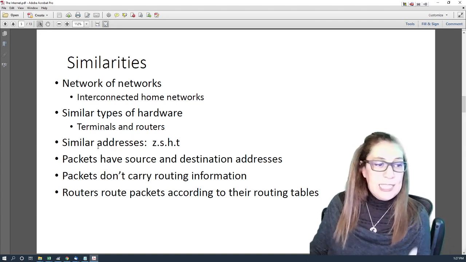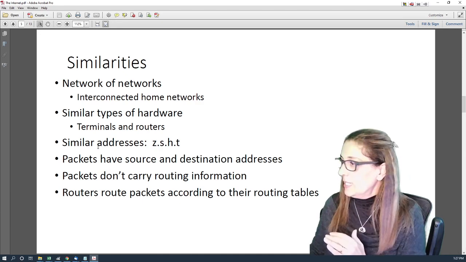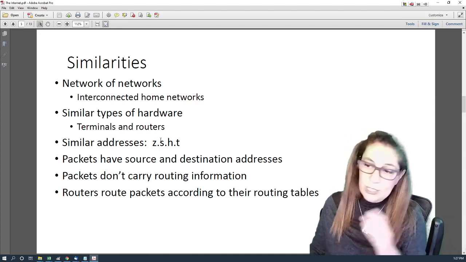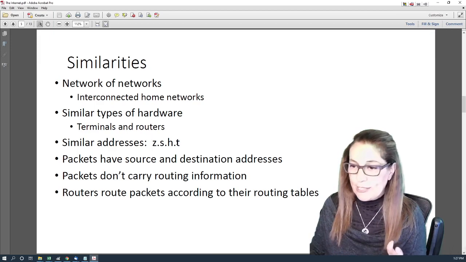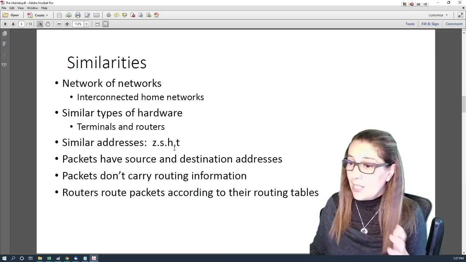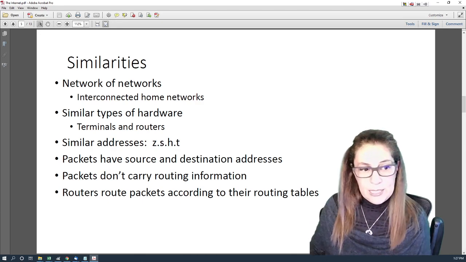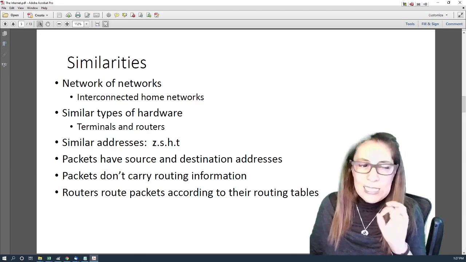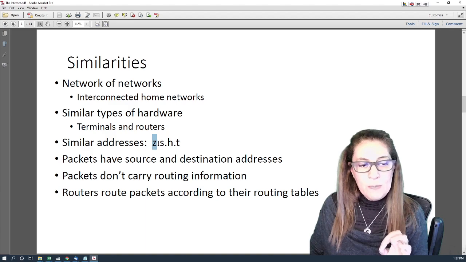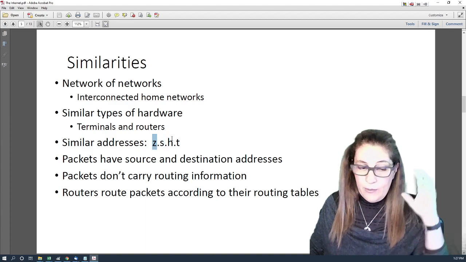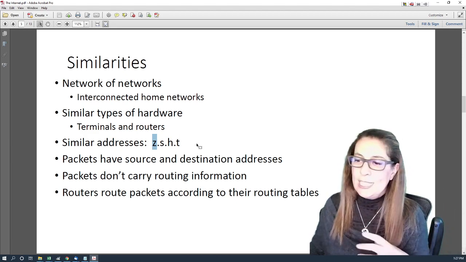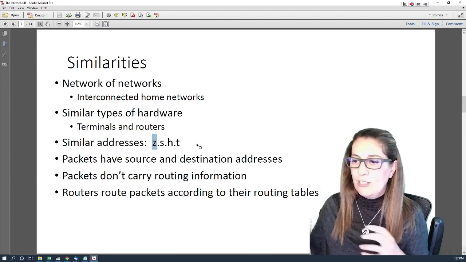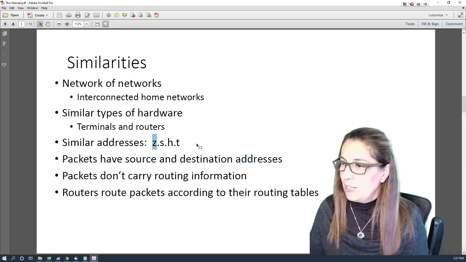Another similarity is in the addresses. The addresses here are very similar to the addresses of the internet. It's a number that has four parts, just like on the internet. There's a little difference in the meaning of these things, but typically an IP address looks something like 128.7.13.2. Okay, that's a real IP address.